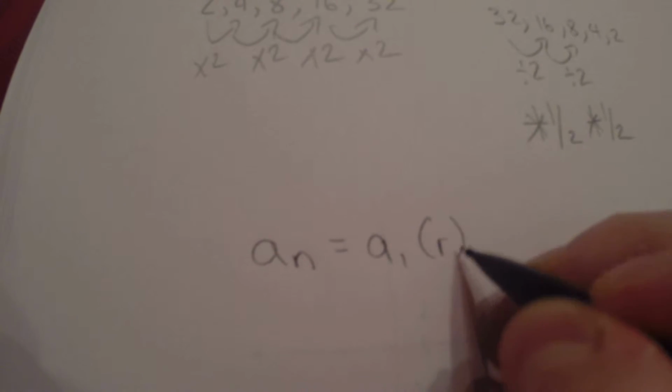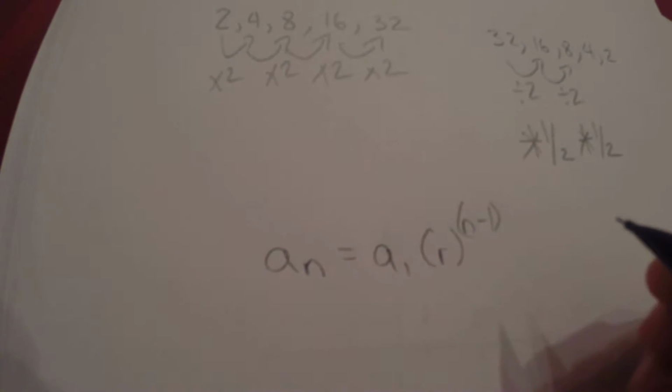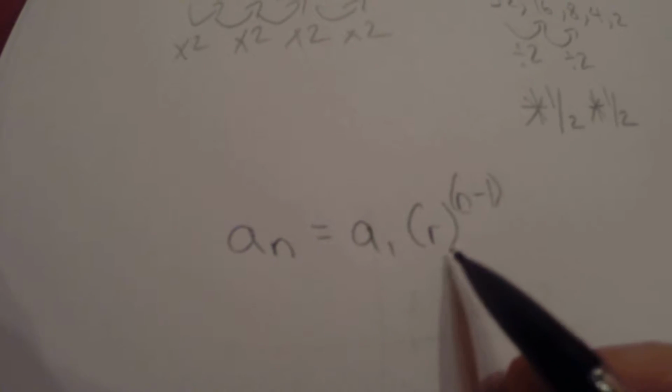All right. So the formula we have here for this is going to be An. Again, here they have Tn. You can write Tn, An, whichever one makes you happy. A1 times R raised to the n minus 1. Okay? And R is the growth rate.